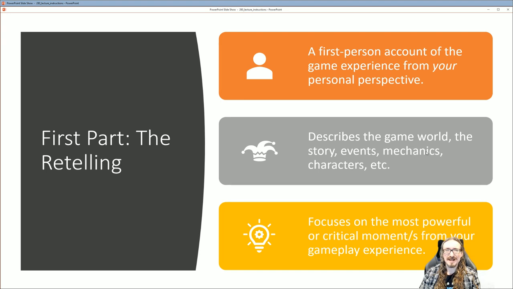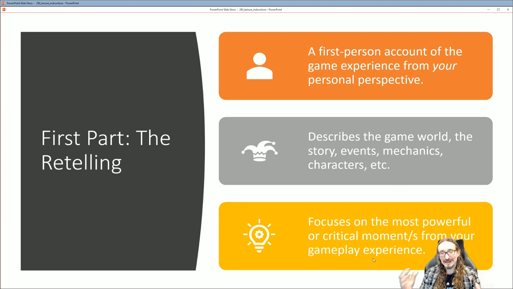Is it a puzzle game? Is it a game where you can destroy things and kill things? There's a lot of variation over games. So you're just basically saying, how is this game set up? What does it allow you to do? Also, the characters, if there are characters in the game, what are they like? How do they respond to you? What do you think of them?